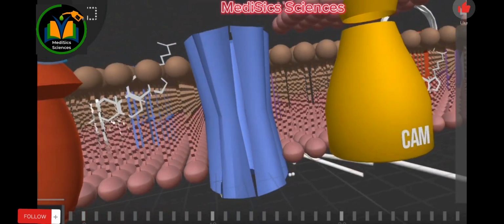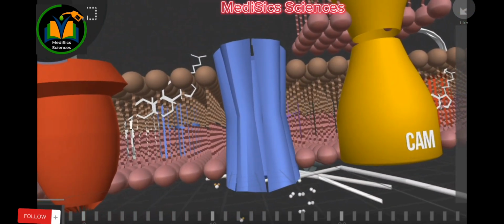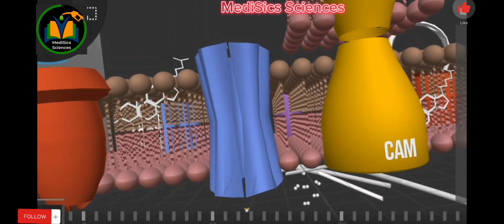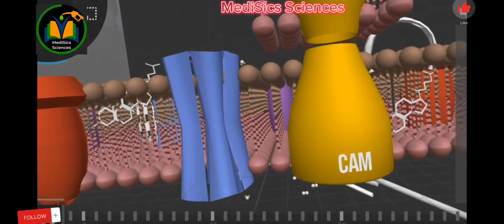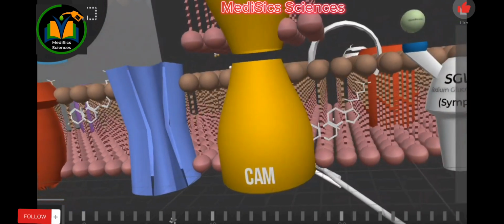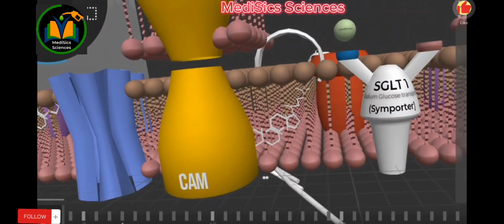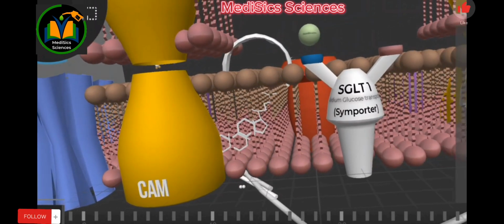CAM, cell adhesion molecules, are involved in the binding of the cells with other cells or with the extracellular matrix. The process is called cell adhesion. CAM helps cells stick together with each other or with the surroundings.